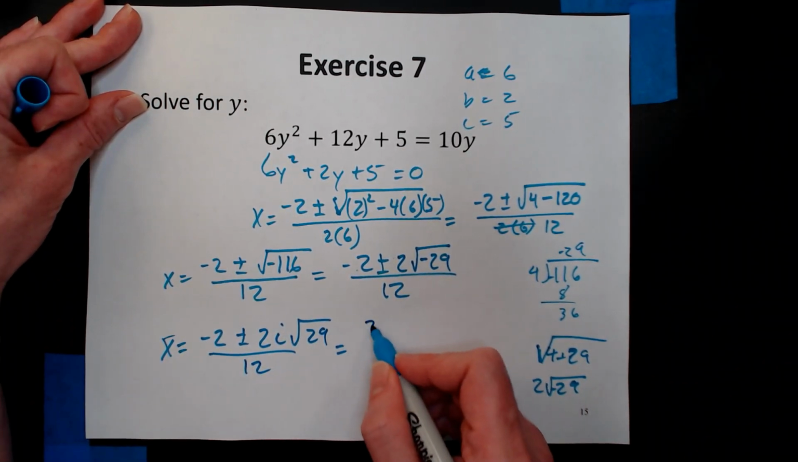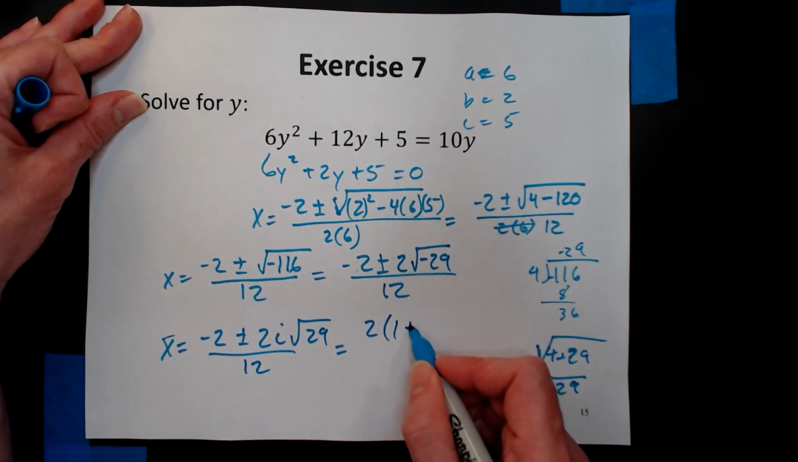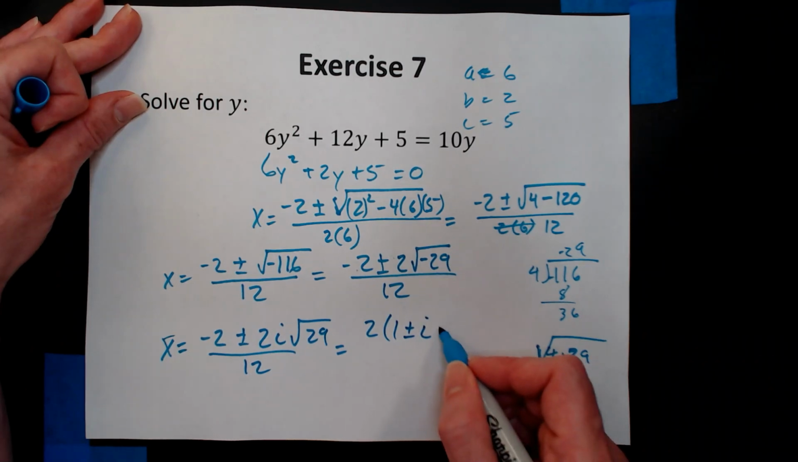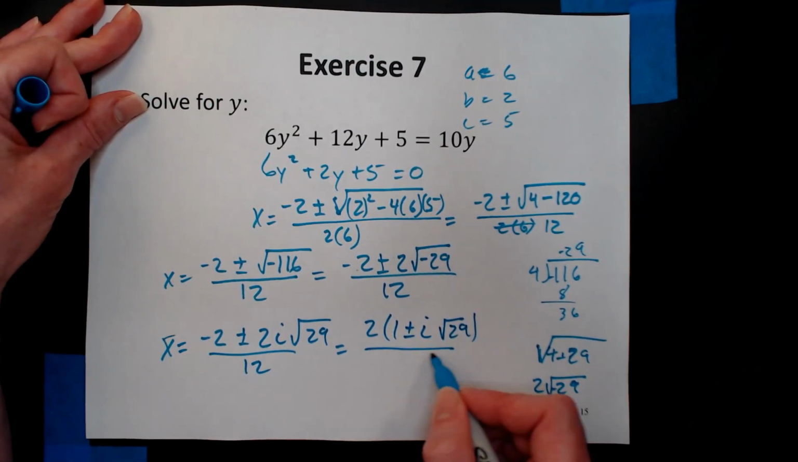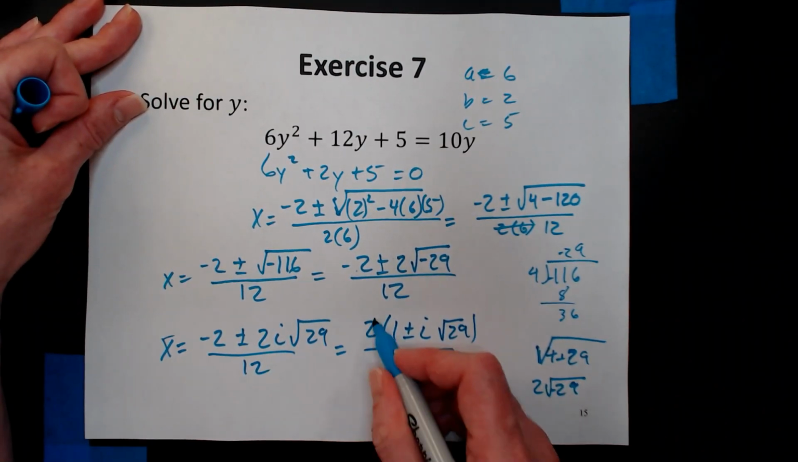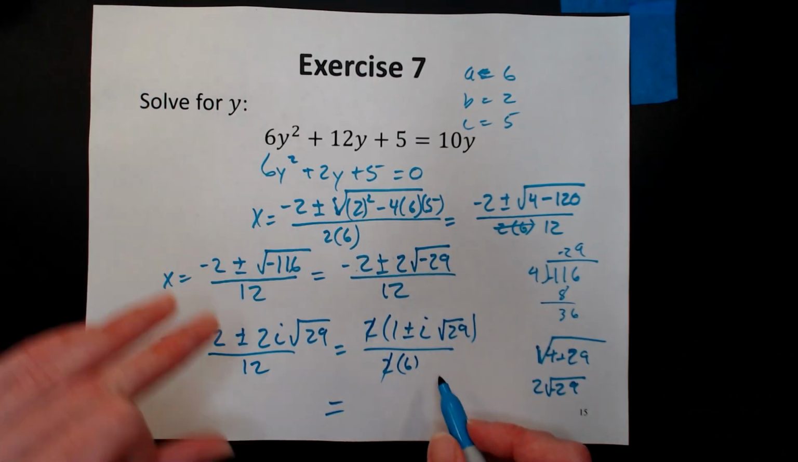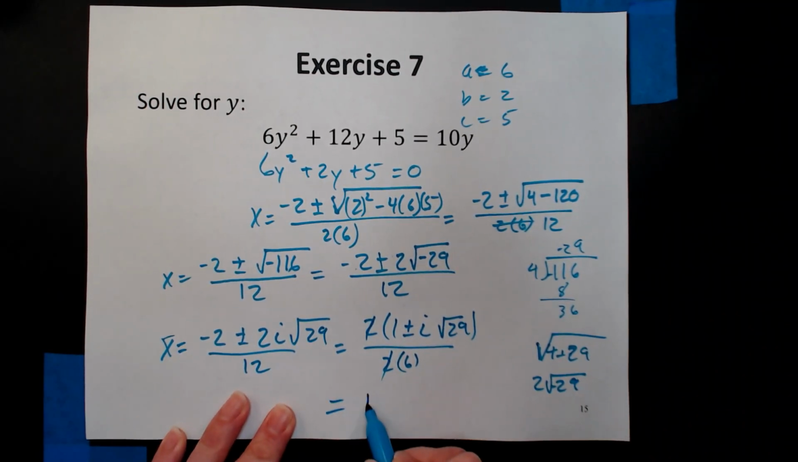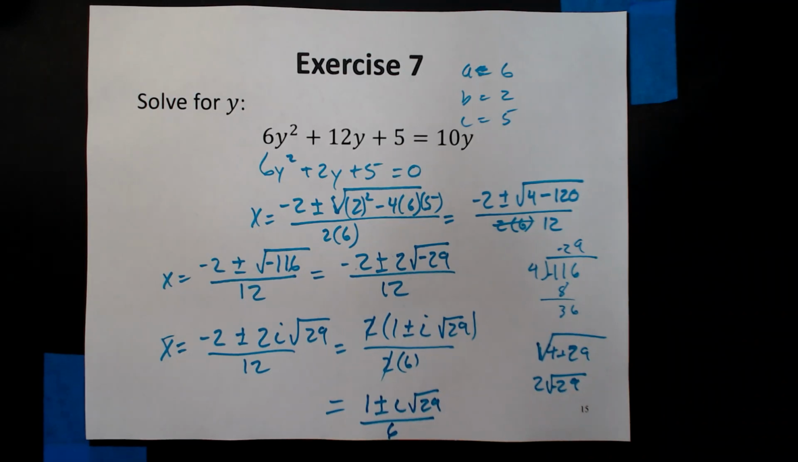Factor out a 2 once again from the numerator. Twos cancel. And our final answer is going to be negative 1 plus or minus i square root of 29, all over 6. Once again, you have to write that down 2 times, one in the positive version, one in the negative version in your homework. So this should hopefully be a review.